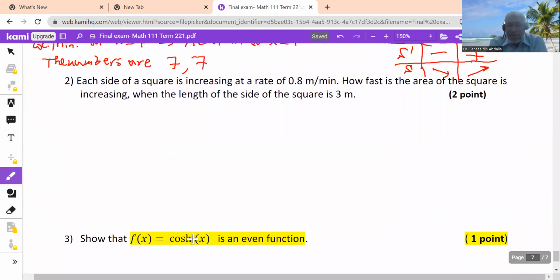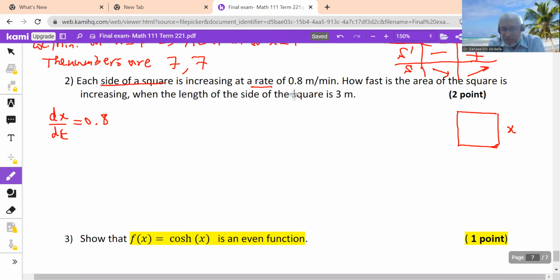Each side of a square is increasing at a rate of 0.8 meter per minute. So I have a square, and if I call the length of the side x, then any side is increasing at a rate of 0.8. So this means that dx by dt is 0.8. So rate means derivative, okay? x is the side of the square, so the derivative of x is 0.8. How fast is the area of the square increasing?